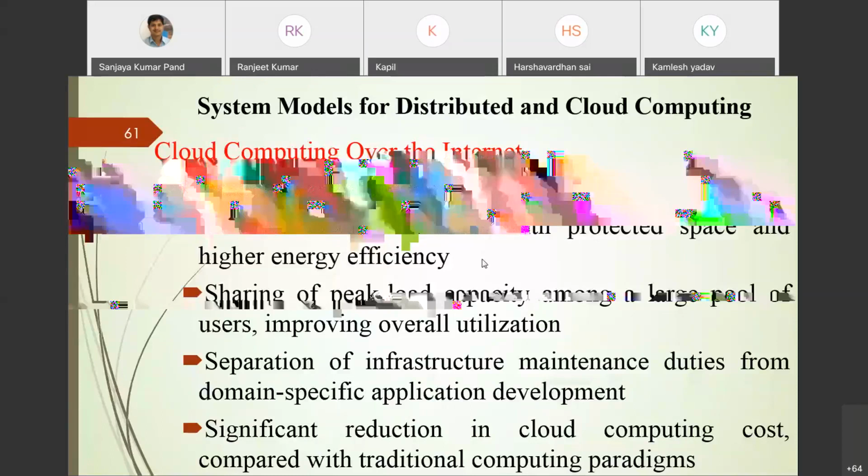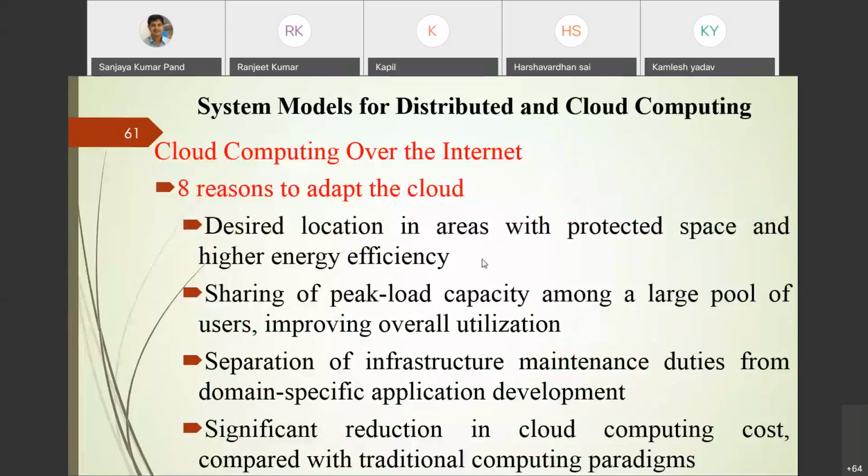Second one is peak load capacity among a large pool of users, improving the overall utilization. If a data center's resources are properly utilized, or if they are overutilized, then it is able to share the resources with other data centers. So whenever there is a peak load, at that time you are able to share the resources with others. That is the second reason.